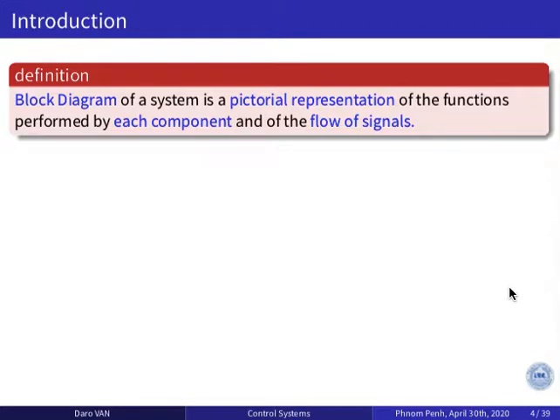A control system may consist of a number of components, and in control engineering, to show the functions performed by each component, we commonly use a diagram called a block diagram. Such a diagram depicts the interrelationship that exists among various components. This is the formal definition of a block diagram. Basically, a block diagram of a system is a pictorial representation of the functions performed by each component and of the flow of signals.